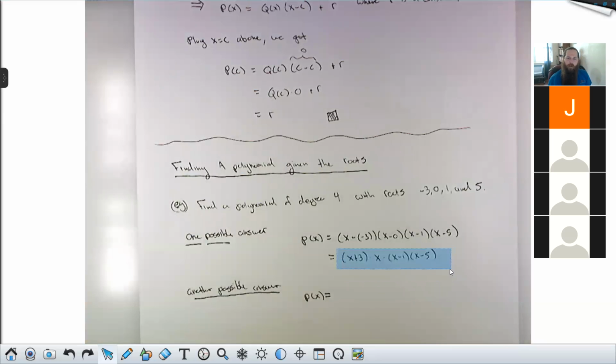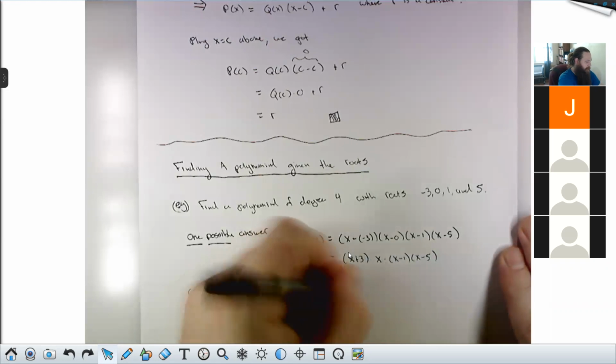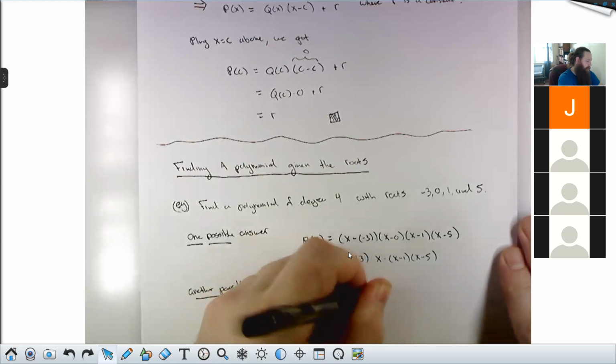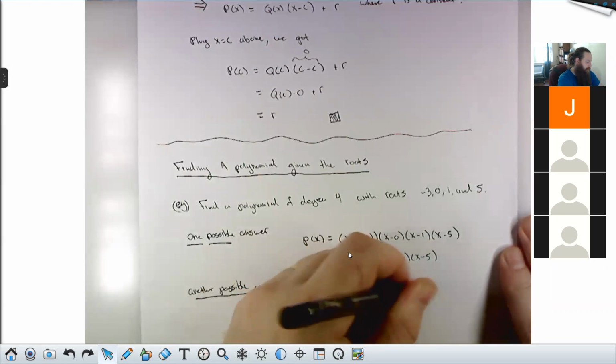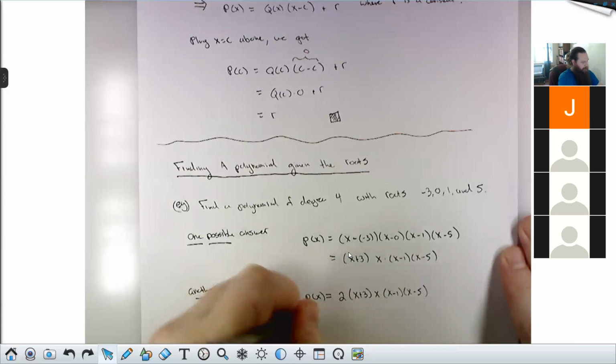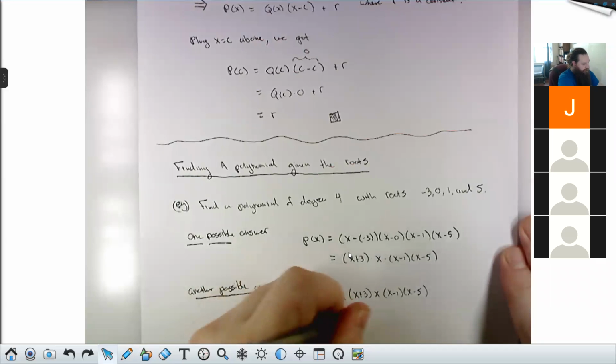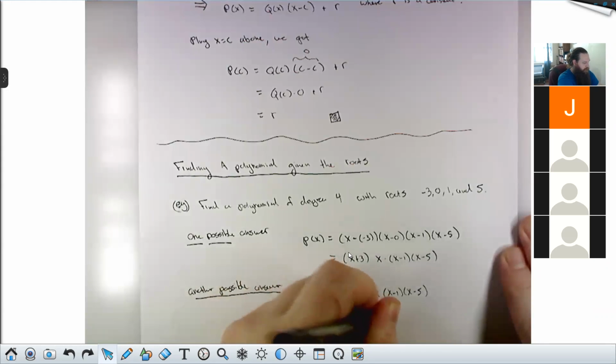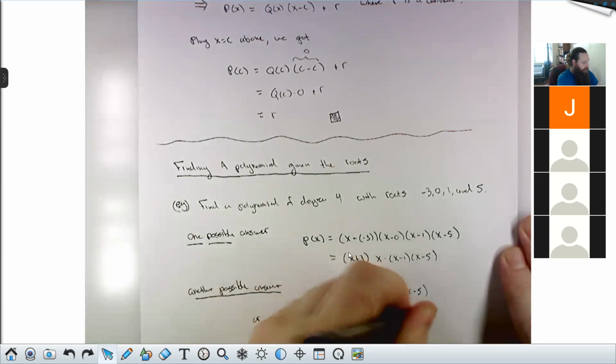Maybe let me say it like this. If I multiply this whole thing by 2, is that still a polynomial of degree 4? Yes. Does it have the same roots? No. I mean, yes and no. Because it'll have the same polynomial factors, right? So another possible answer here would be 2 times x plus 3 times x minus 1 times x minus 5. Or p of x equals negative x plus 3 times x minus 1 times x minus 5.